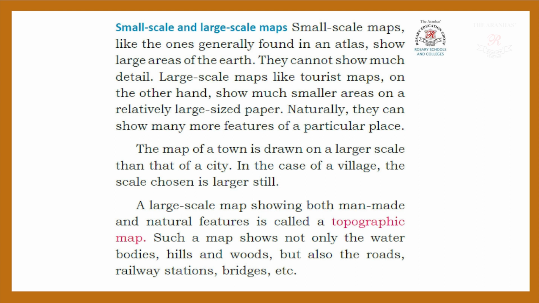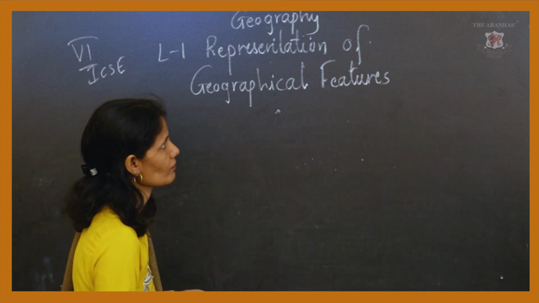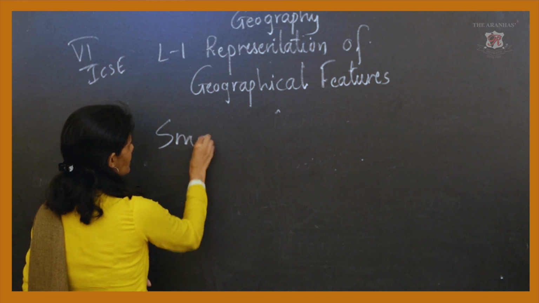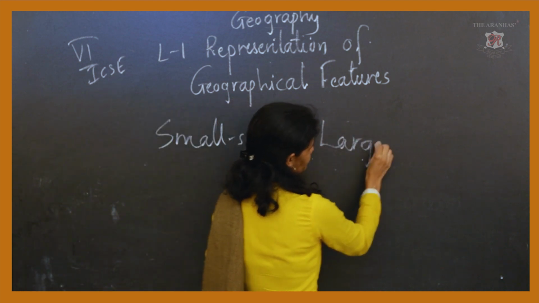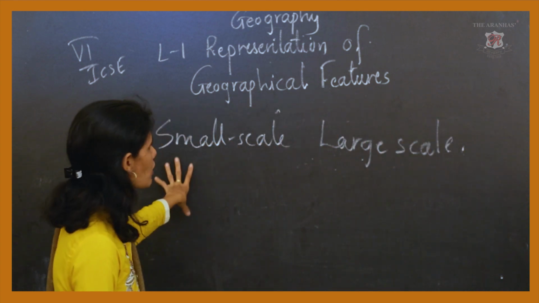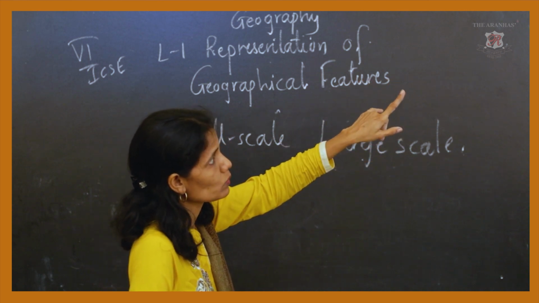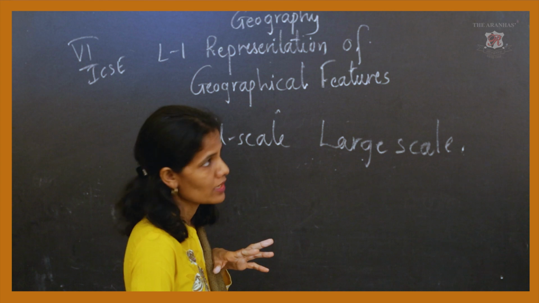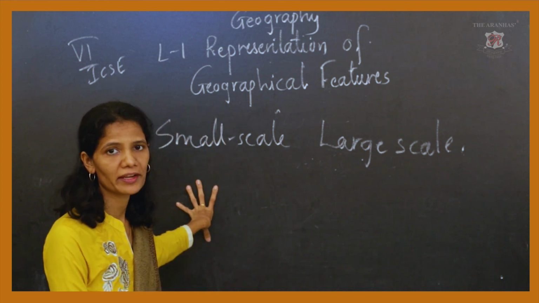Now here we have a small scale and a large scale. So what is the difference between a small scale and large scale? I will tell you. Now small scale map here, what it is given, small scale and large scale maps. Small scale maps are like the ones generally found in an atlas. So small scale maps are found in the atlas, shows large areas of the earth.